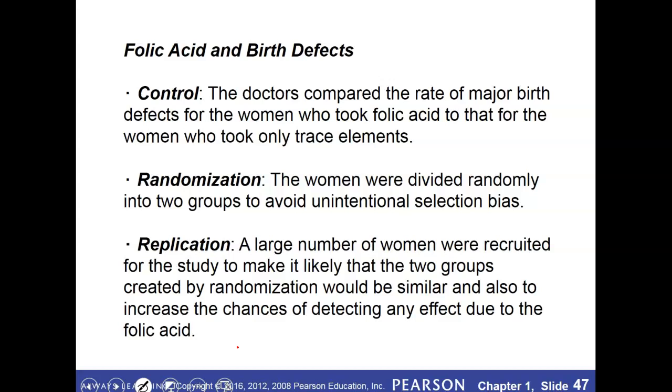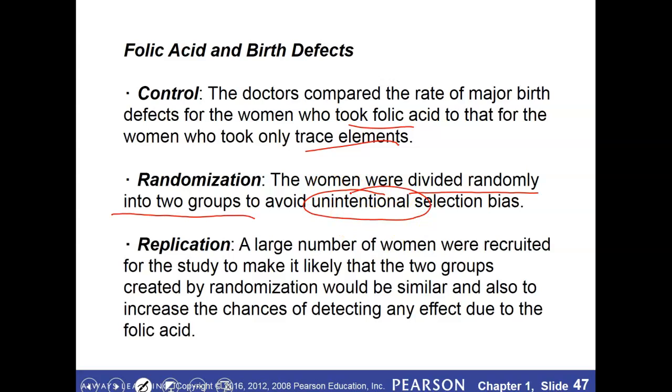The control is that the doctors compared the rate of major birth defects for women who took the folic acid to that of women who took other trace elements. That's the control. The randomization is that the women were divided randomly into two groups. This avoids any type of unintentional selection bias that we might have when we're creating our two groups.